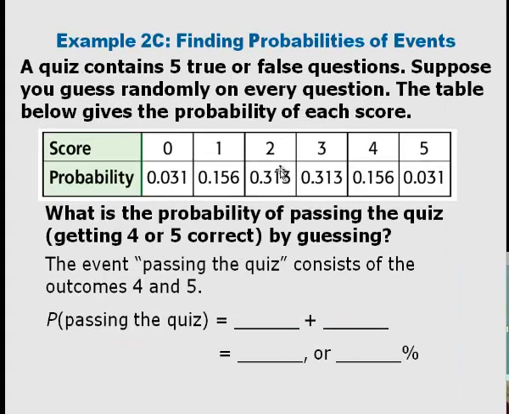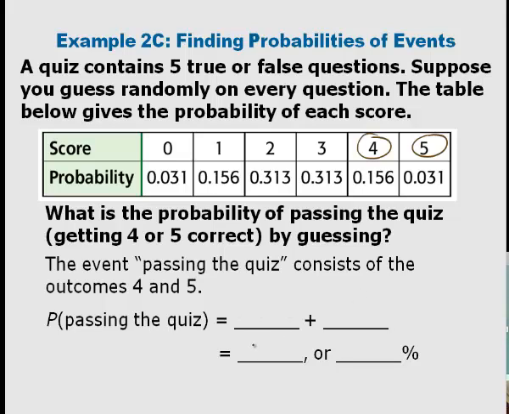Next one. Again, this is not in your notebook, but you need to know how to do this for your math homework and quiz. In this case, this quiz contains 5 true or false questions. Suppose you guess randomly on every question. This table gives the probability of each score. In this case, I want to know what's the probability of passing the quiz. Well, passing the quiz is getting 4 or 5 correct. So 4 or 5.